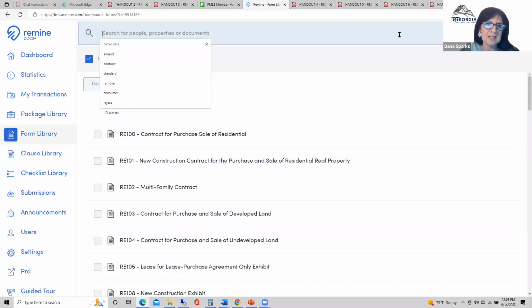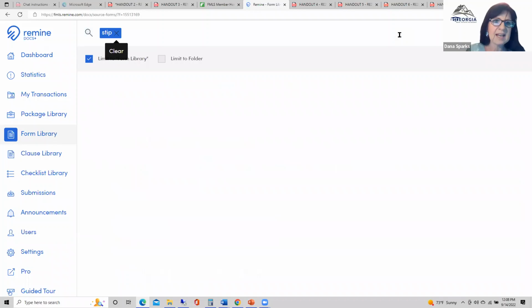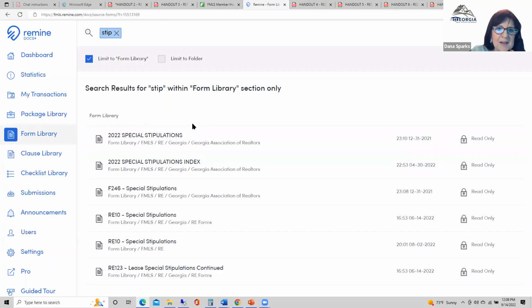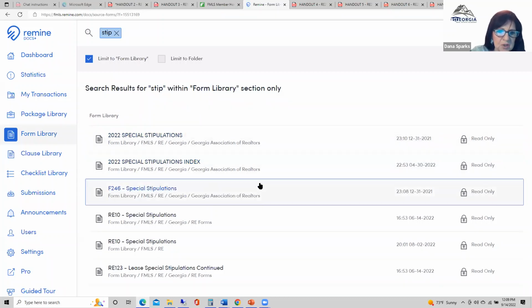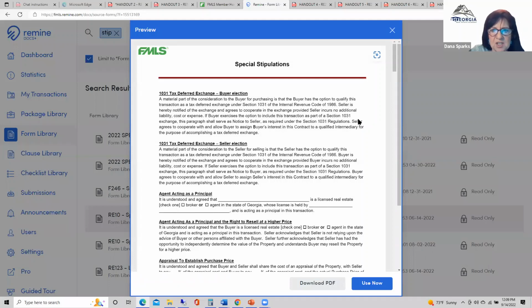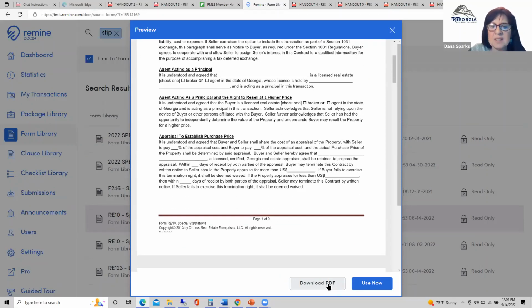I'm going to click that magnifying glass, and when you are searching in sites like these, the less information, the better. So I'm just going to put in STIP and hit enter. That was the Georgia Association of Realtors. I am going to get the entire library of special stipulations that are available in the RE forms, and I can look to see what the topics are. You can download this as a PDF and keep it.